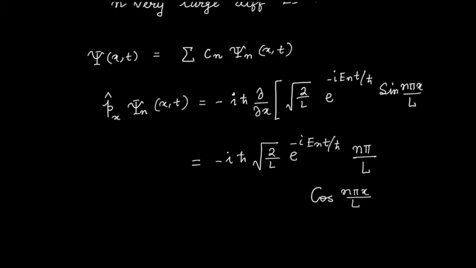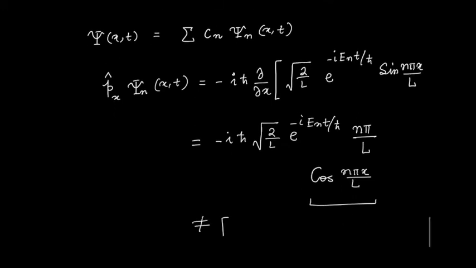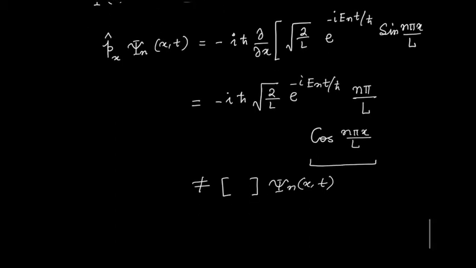Remember that if it was a momentum eigenstate, then I should have got a psi n back, because I cannot now write this as some number times psi n. To write that, I need psi n to have sine, not cos. So it's not a momentum eigenstate. Energy eigenstates are not momentum eigenstates.